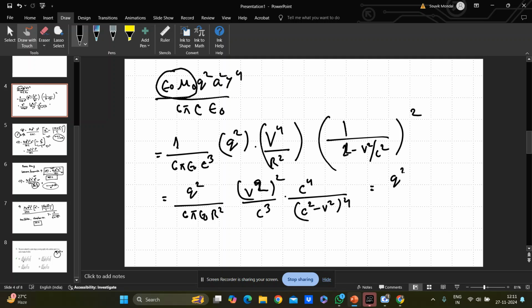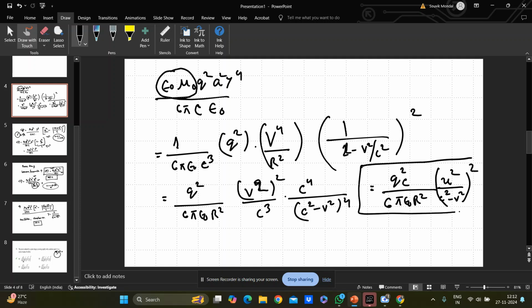So your q square, c cube, c to the power 4, you will get c, by 6 pi epsilon naught r square, into v square by c square minus v square whole square. Okay, so this will be your final answer.